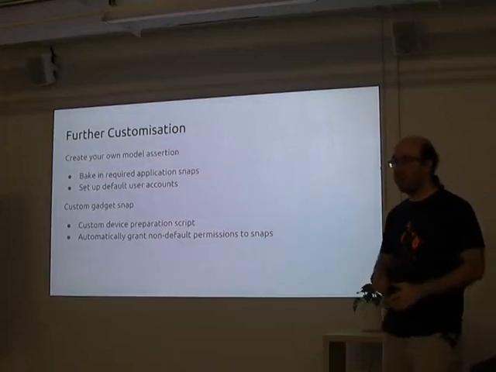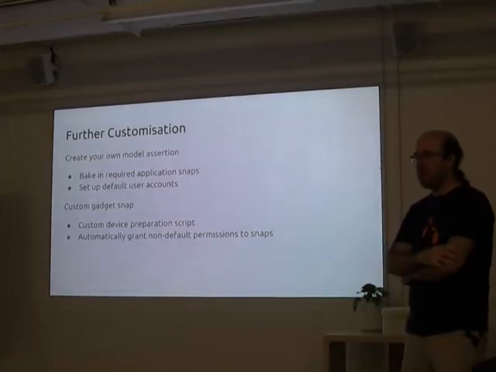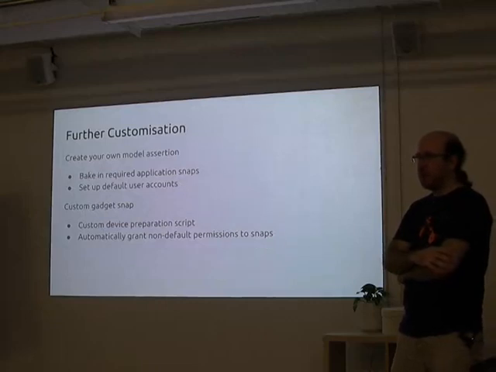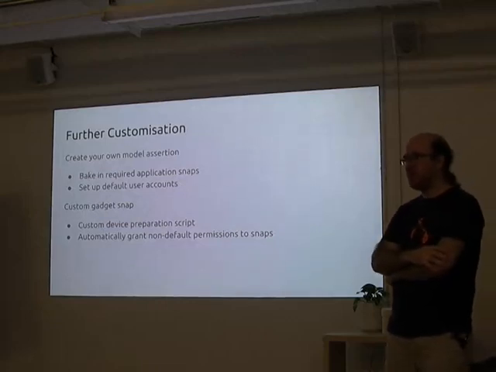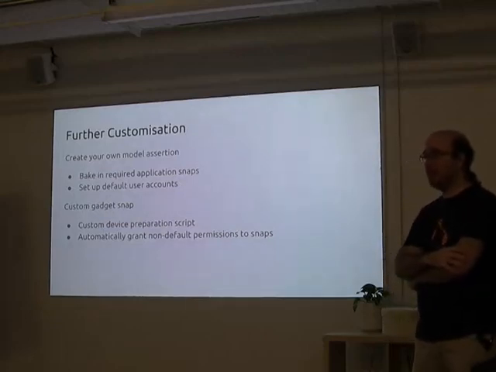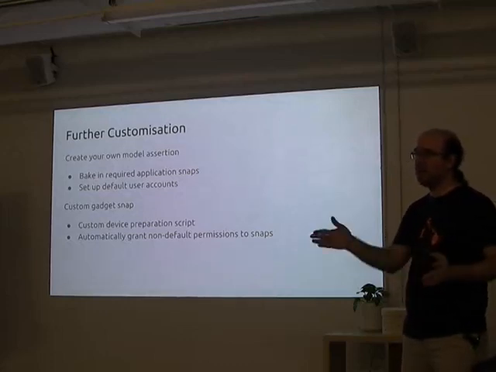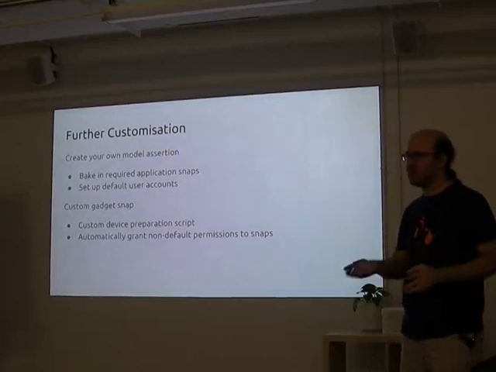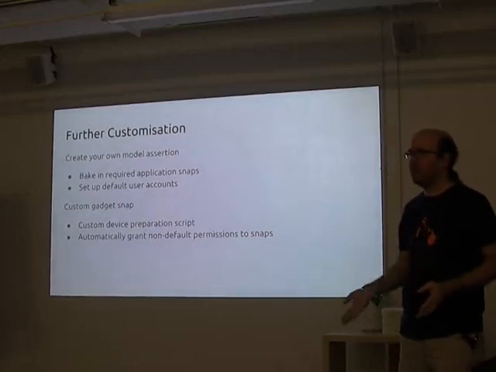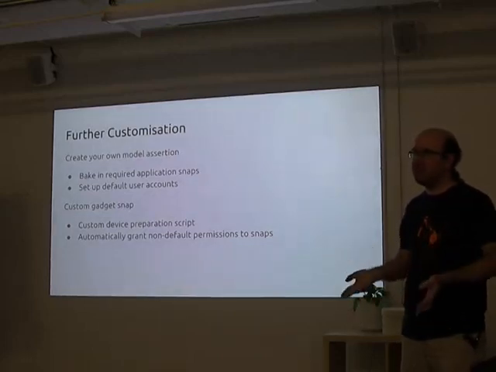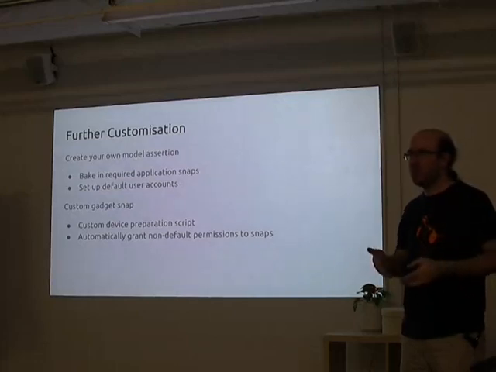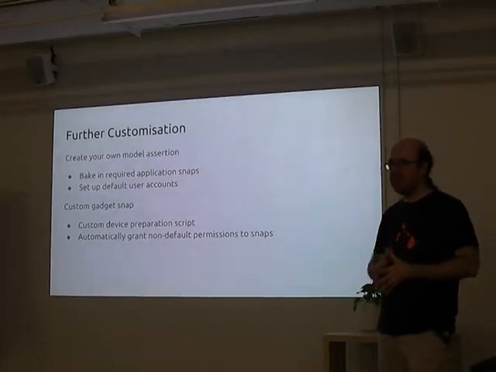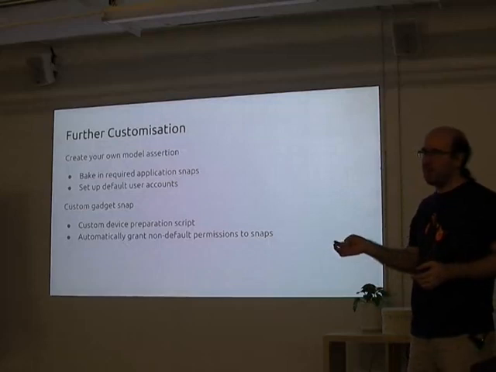You might also want to create a custom gadget snap. One of the things here: for some of these permissions which I was using in this simple example, I was using network and network-bind. These ones get automatically granted to any snap on the store because they are so common that if I want to install a web server, then obviously it's going to want to be able to use the network and stuff.